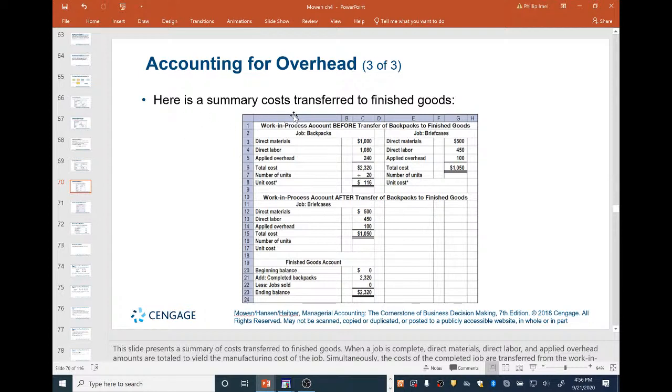Okay, this is a summary of costs transferred to finished goods right here. So you can see here at the top, it's work in process before the transfer of backpacks to the finished goods. So you can see here the backpacks are going to be moved to the finished goods, right? The briefcases are going to stay. So after we transfer the backpacks to finished goods, the work in process account only has the data for the briefcases down here.